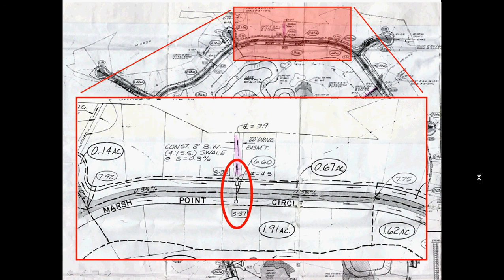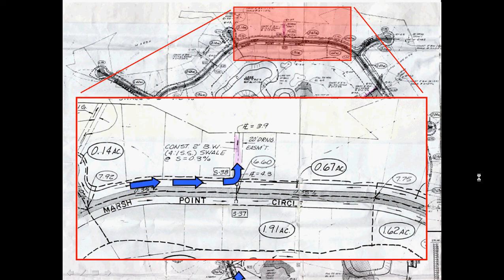This is a pipe that allows water to flow under Marsh Point Circle in this case, and then into the marsh through the easement. The little arrows indicate the direction of intended water flow. These are the elevations. And these are the slopes as calculated from the distance between a couple points and the elevation.